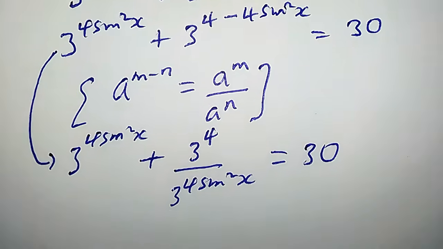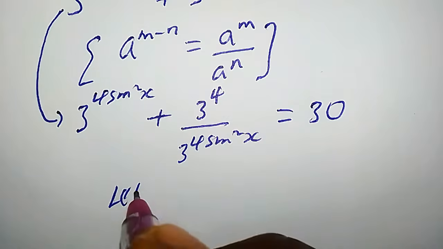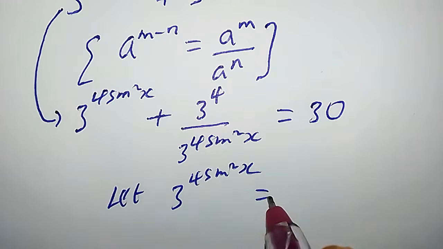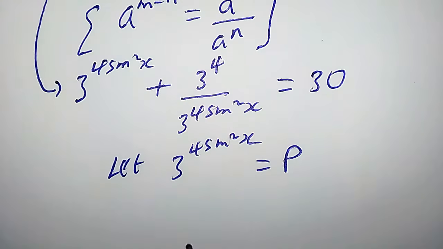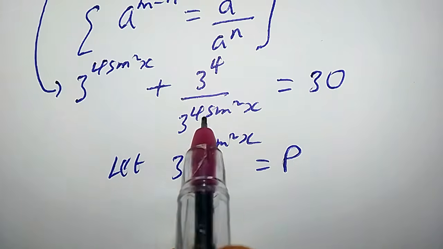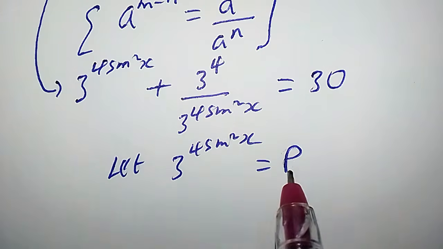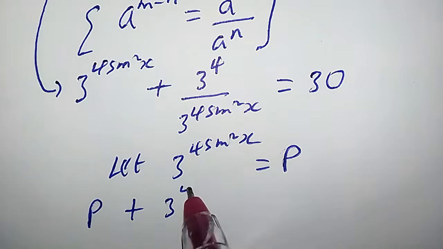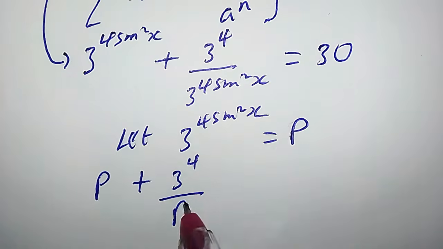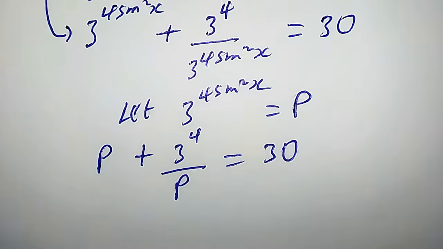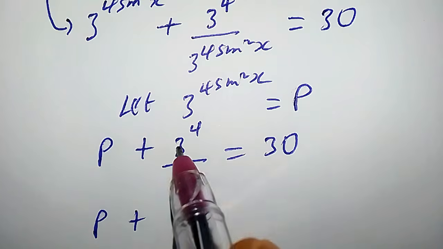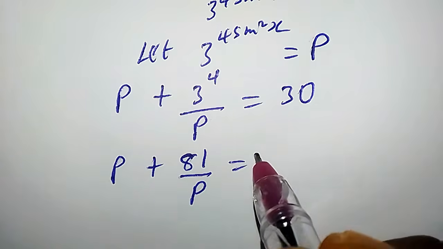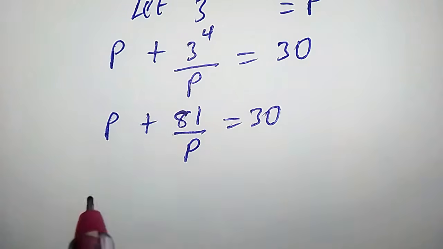Let's continue. Now, let's suppose 3 raised to 4 sine square x is equal to p. This means that anywhere we see 3 raised to 4 sine square x, we just replace it with p. So from this line, we have p plus 3 raised to 4 divided by p equal to 30. p plus, what is 3 raised to 4? That is simply 81 divided by p equal to 30. Let's multiply both sides by p.